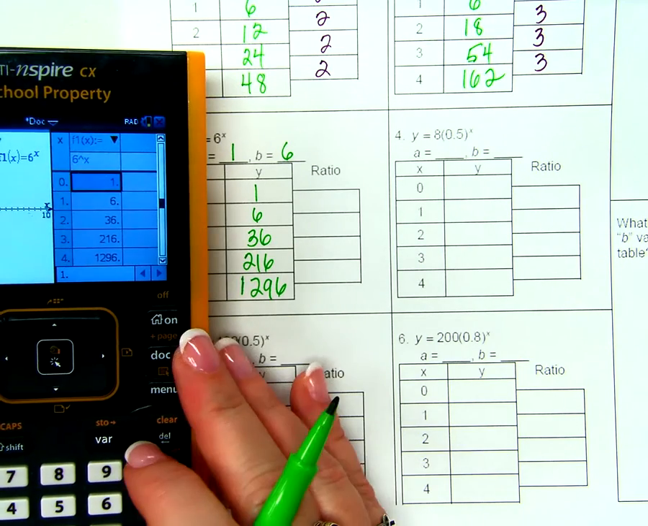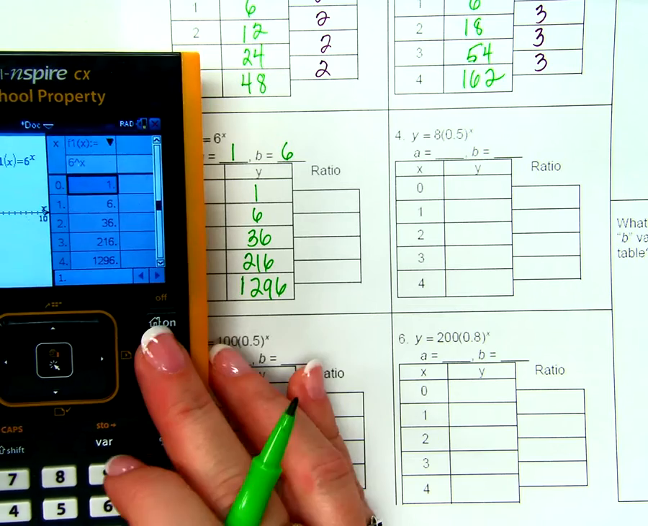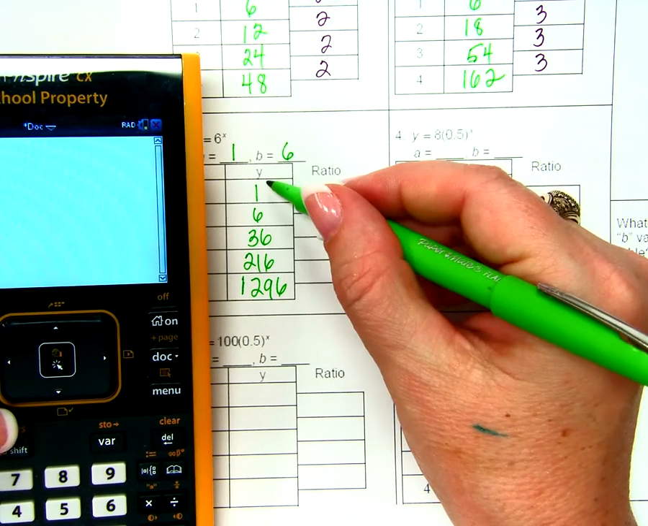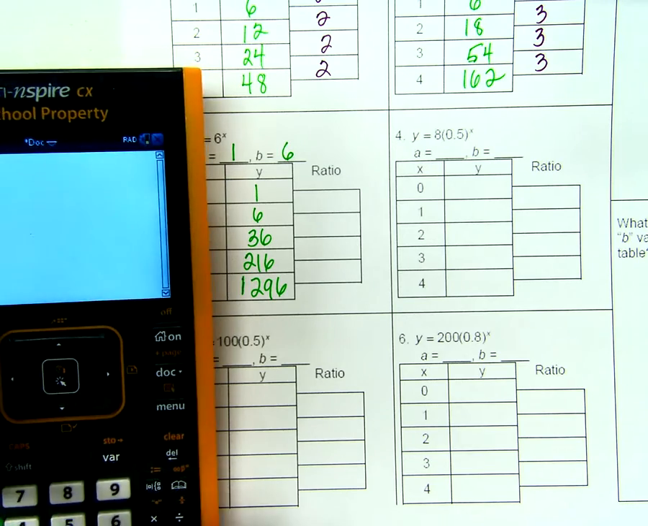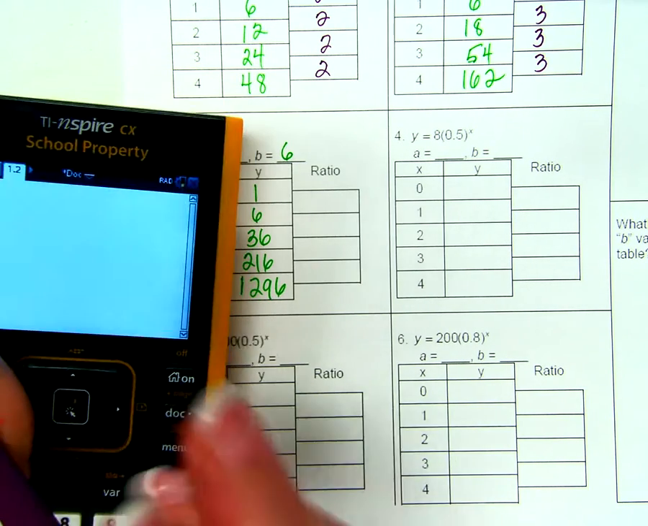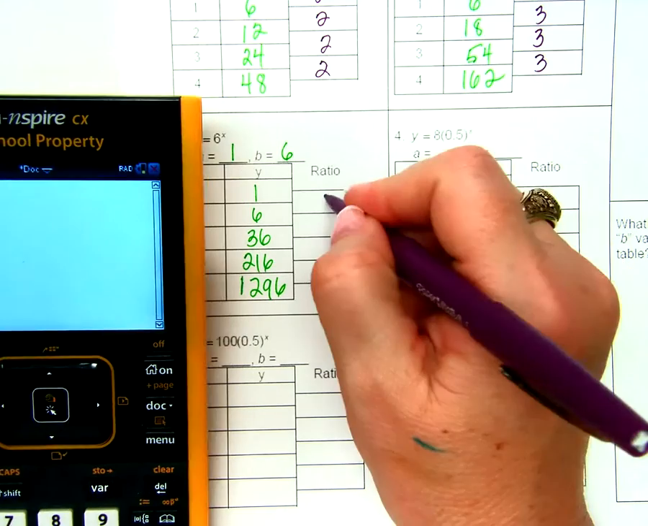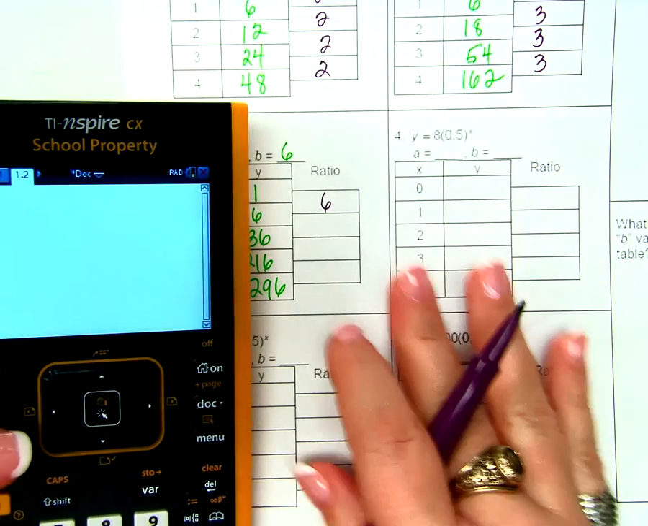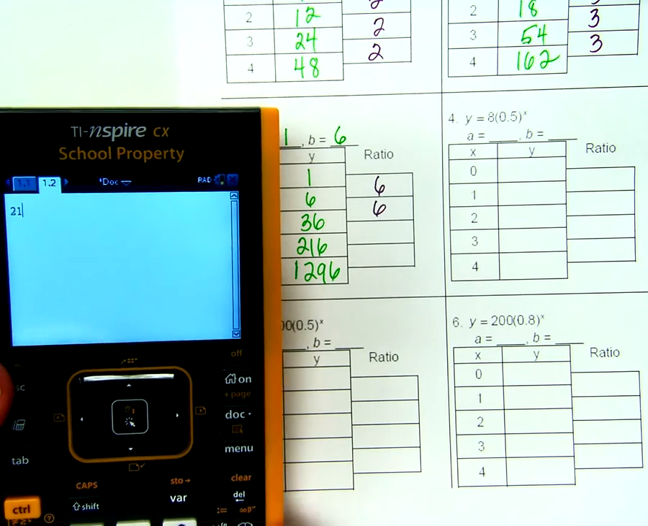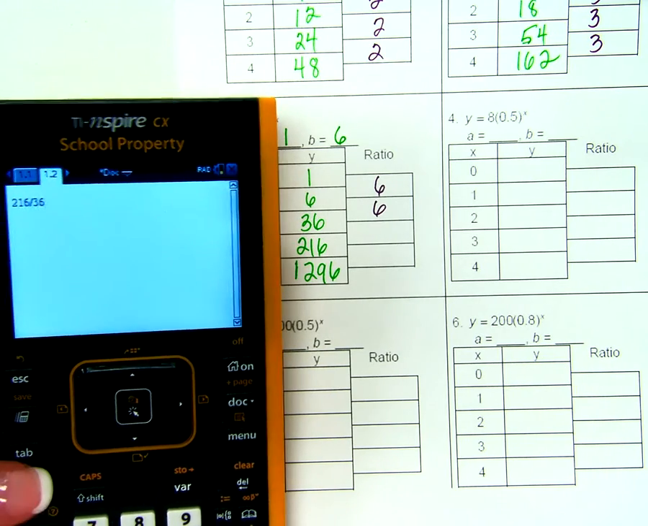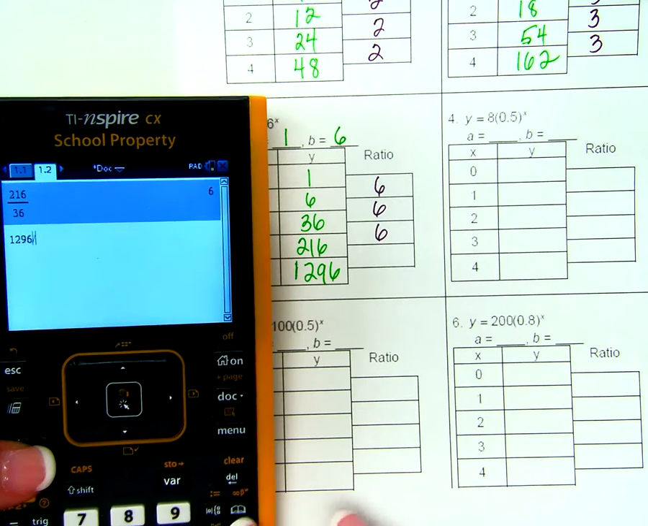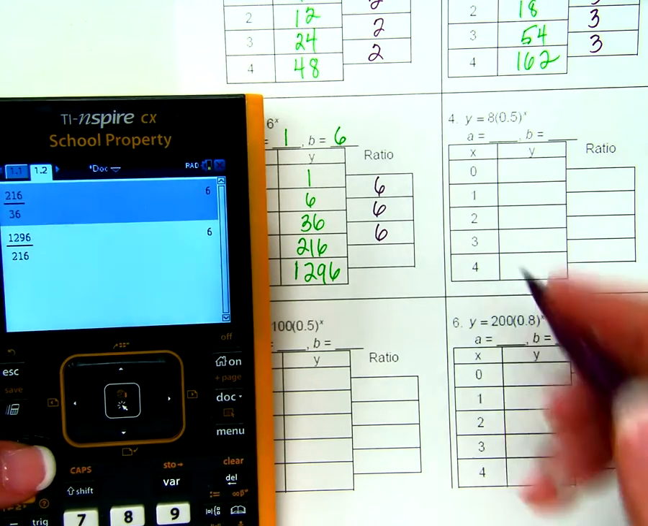Now, it's not real hard to add a calculator page. Remember, I can just do Control Page and add a calculator. Now, hopefully I don't have to do 6 divided by 1 to figure out what the ratio is, right? On a good day, I can do 6 divided by 1. What about 36 divided by 6? Do I have to use the calculator for that? No. What about 216 divided by 36? I probably need to check that one, right? What about 1296 divided by 216? I can check that one pretty easily as well.